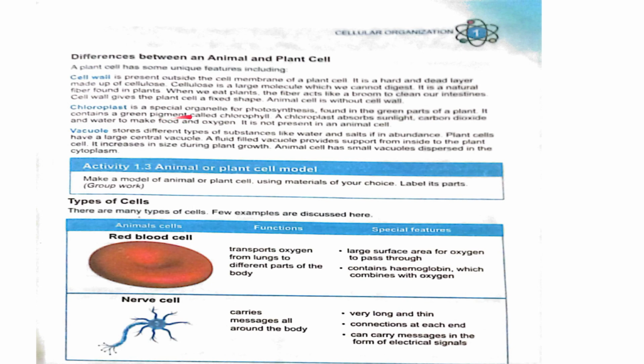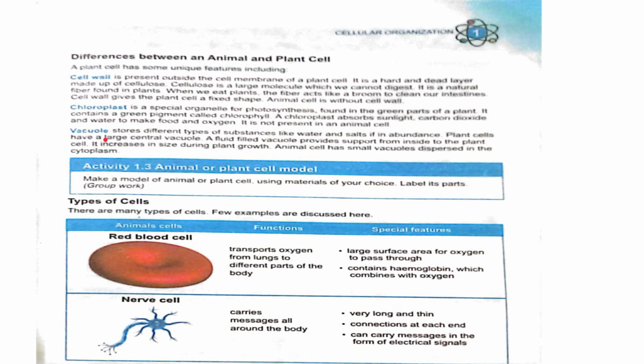Chloroplast is a special organelle for photosynthesis, found in the green parts of plant. It contains a green pigment called chlorophyll. A chloroplast absorbs sunlight, carbon dioxide and water to make food and oxygen. It is not present in an animal cell.